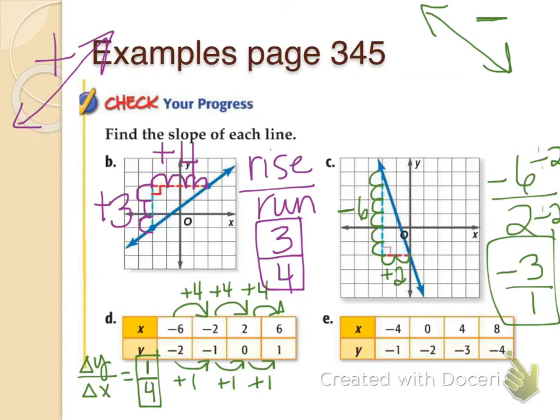Looking at E, our x values, we can see that they are adding 4 every time. Our y values, we can see they are subtracting 1 every time. So delta y over delta x equals -1 over 4. Very, very important that you get the negatives and positives correct. So that one, the slope was -1/4.